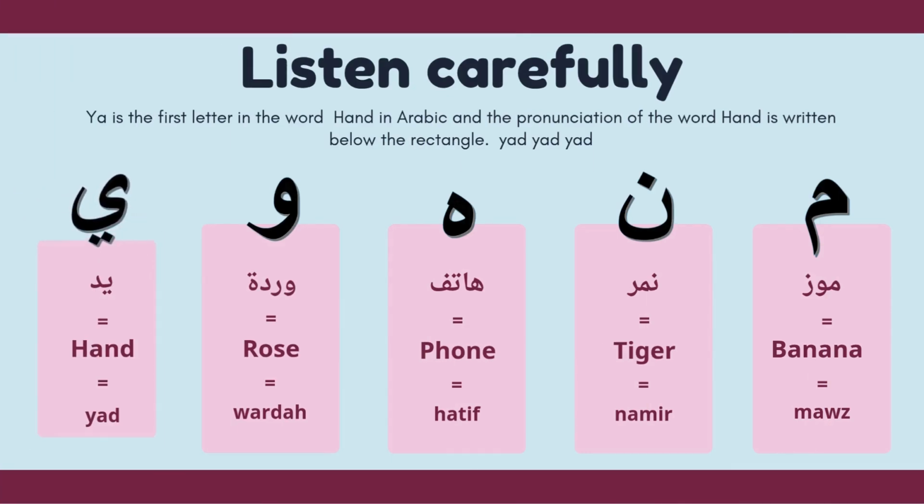Ya is the first letter in the word hand in Arabic, and the pronunciation of the word hand is written below the rectangle. Yed, yed, yed.